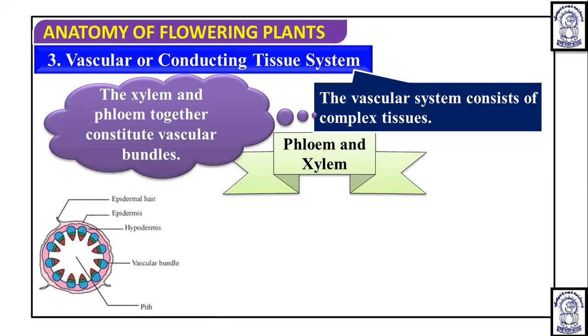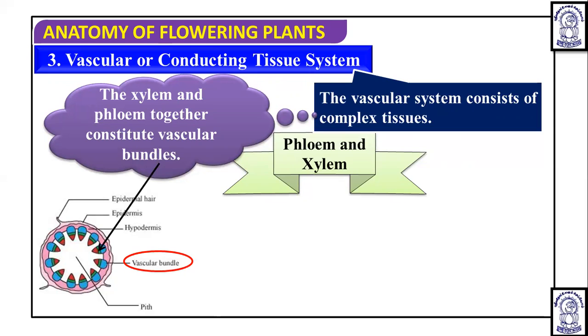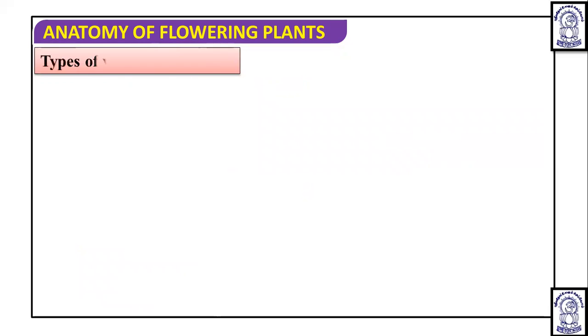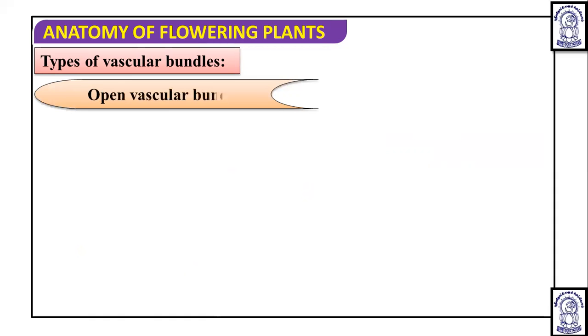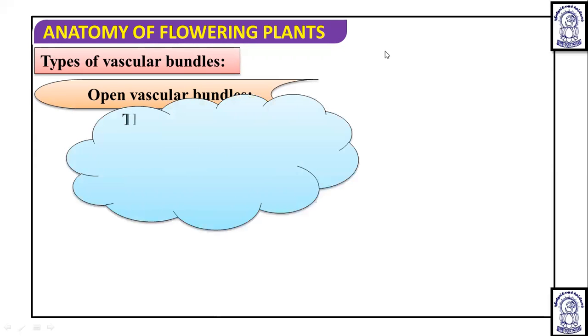And they also may have a presence of cambium, or they may not. So this is the vascular bundle, one vascular bundle, and the cambium may or may not be present. If we talk about the types of vascular bundle, first we are going to talk about the open vascular bundle. Whenever the term open vascular bundle is used, it means there is a presence of cambium in the vascular bundle, or we can say between the xylem and phloem.